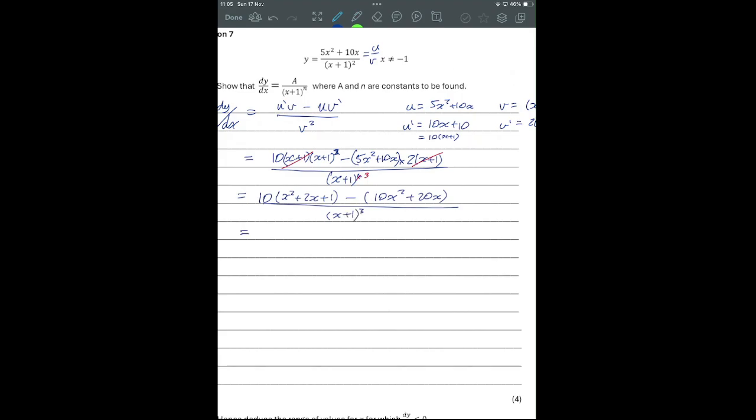And now let's simplify. I've got 10x squared minus 10x squared, they cancel. I've got 20x minus 20x, they cancel. So I'm left with 10 over the x plus 1 cubed. A is then 10, n is then 3, and I'm done.